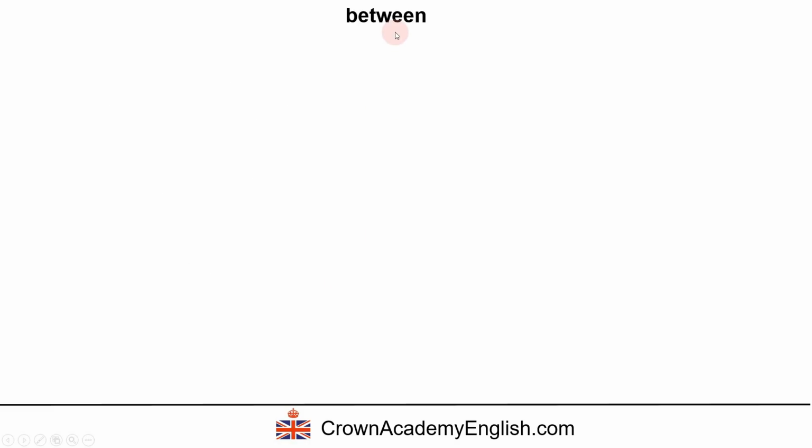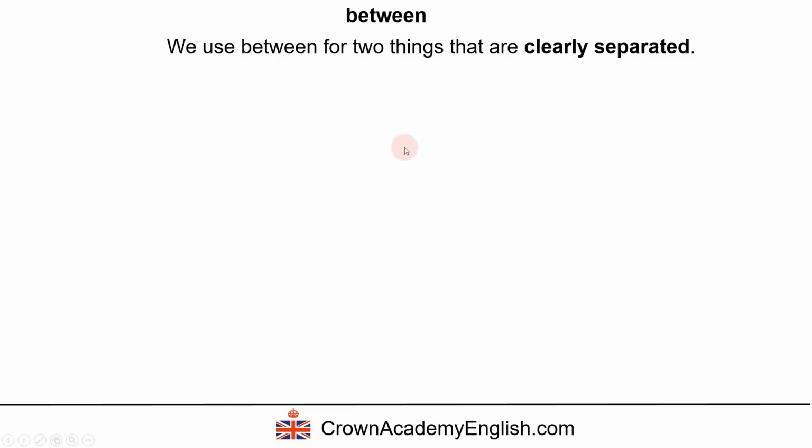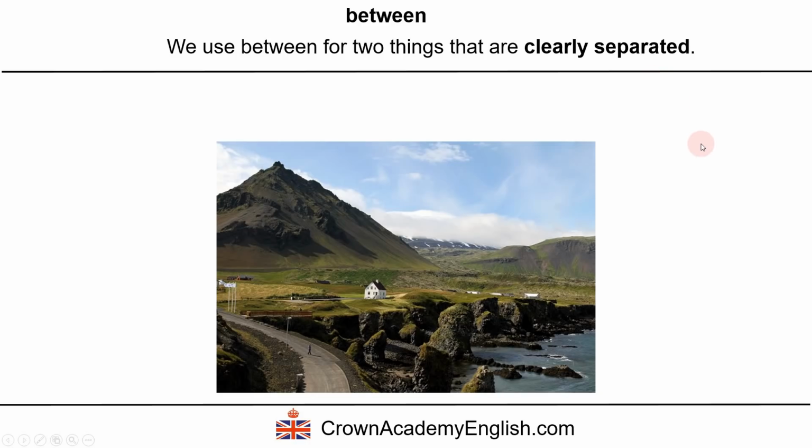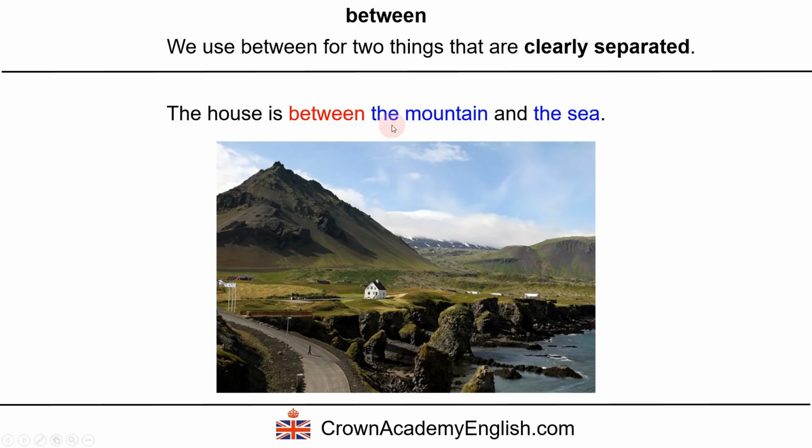So let's look at between. So when we use between to describe position, then we use between for two things that are clearly separated. So here is an example. The house is between the mountain and the sea. And the mountain and the sea are clearly separated. So we can see it on the picture.